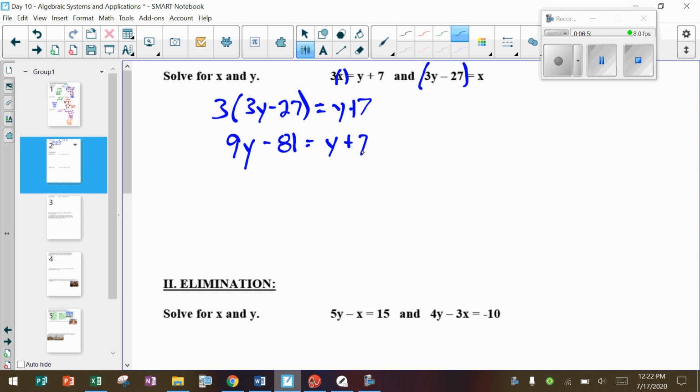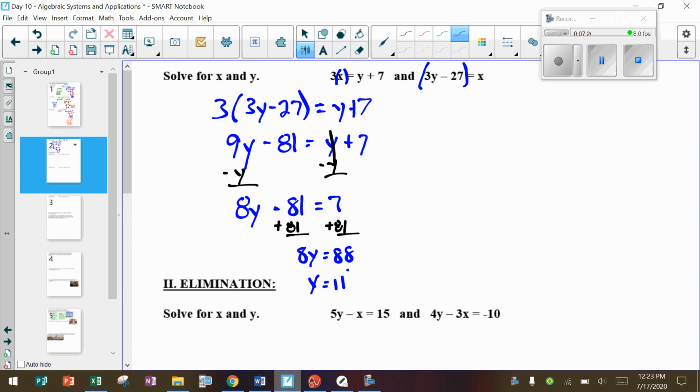So I have y's on both sides of the equal sign. I'm going to subtract y from both sides. That's going to make it negative y here, so it cancels, and 9y minus y on the other side is going to make it 8y. So now I'm going to add the 81 over so I can get y by itself. And I'll get 8y equals 88. Divide by 8 to get y is equal to 11.